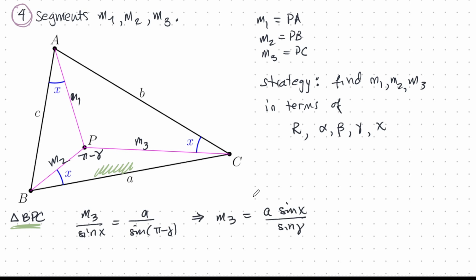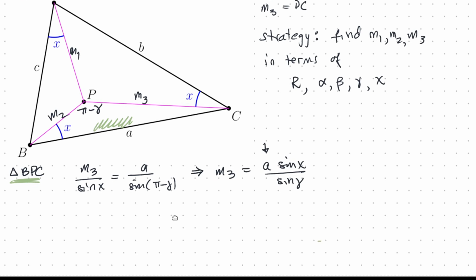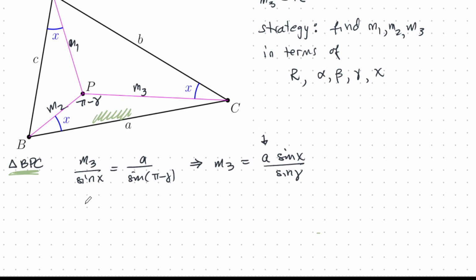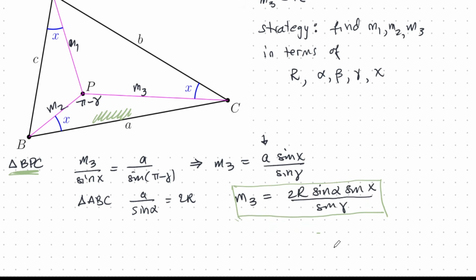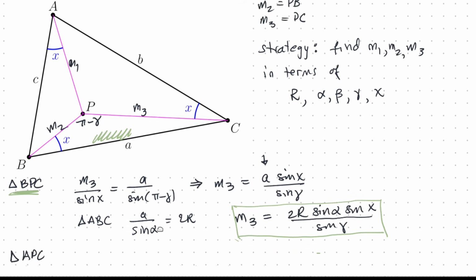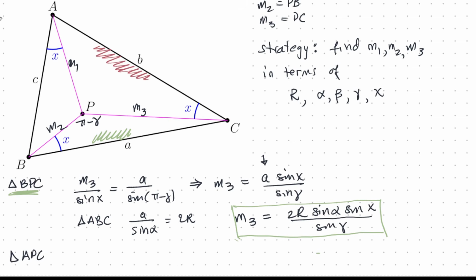Very good. And we need to eliminate this a, but we can do that by applying the extended sine law to the big triangle. So for the big triangle, I get a over sine alpha is 2R. Well, I can eliminate a now. And there we have it, M3 in terms of only angles and R. Next, let's look at triangle APC. APC, I'll color that in red.